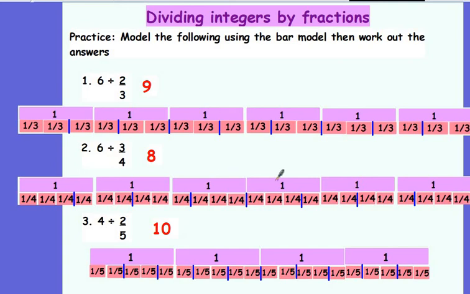For the second one, I've done the same with 6, and I found I've got 8 lots of 3 quarters. And for the third one, I've done the same with fifths, and found I've got 10 lots of 2/5 in 4.